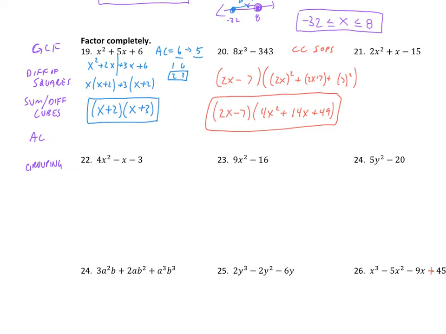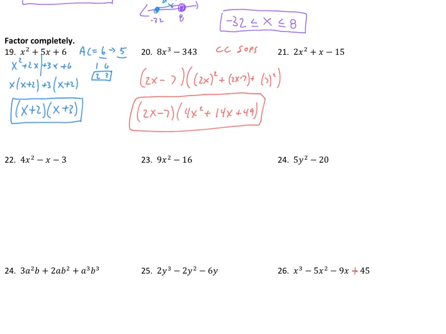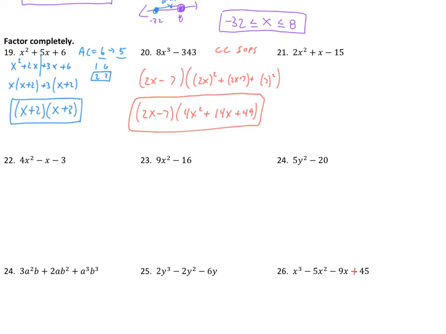Alright, here is number 21, which is 2x squared plus x minus 15. There's no GCF, there are 3 terms, so look at the AC method. My A times my C would be negative 30, so 2 times negative 15, negative 30. I need negative 30 to give me 1, which is my B value. So factors of negative 30 that add to be 1. That would be positive 6 and negative 5.